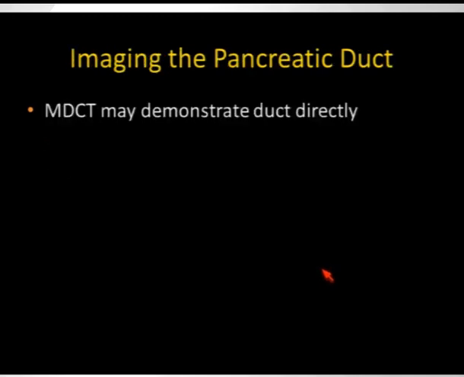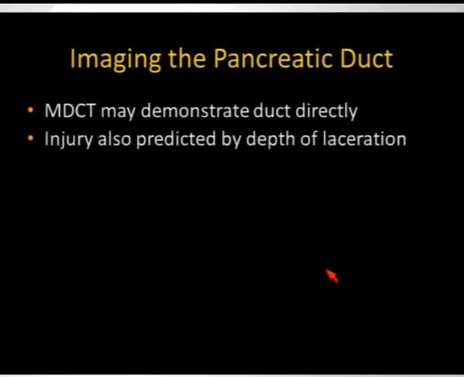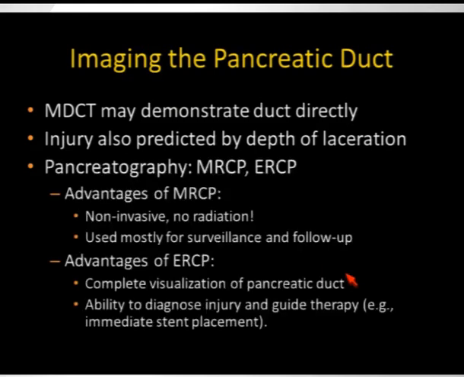So we can see the duct directly with MDCT, but more often than not, that is still a question that may be unanswered with CT. We look at the depth of the laceration. It's been shown that if the laceration involves more than 50% of the AP diameter of the gland, it has a high association with a main ductal injury. But again, if there's any question, one has to use additional studies. If possible, MRCP can be very helpful, but if there is still a question, ERCP will be the gold standard.